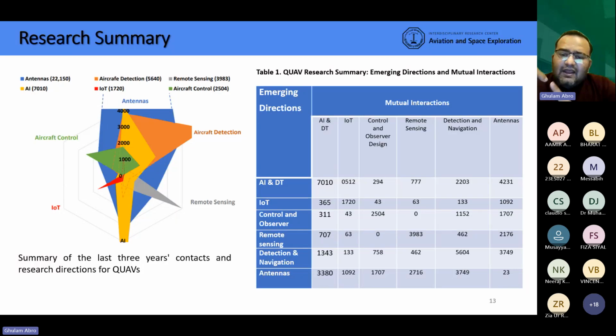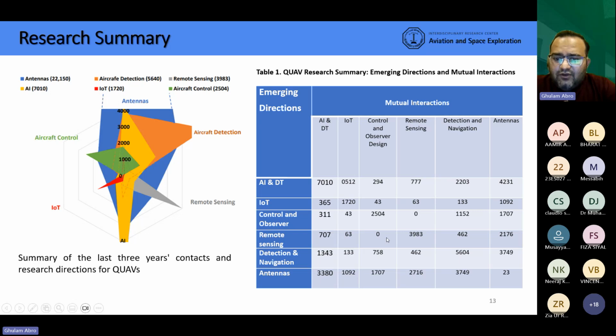7,010 articles on it. Then AI digital twin plus IoT, you will find 512 articles. Then control and observer design with AI and DT, you will find 294. So this graph clarifies and gives you exactly a straightforward path if you are a master's student or PhD student, or you are doing research as a hobbyist, or you are in an R&D company where you are working on drones. You can see that the following areas are still vacant.